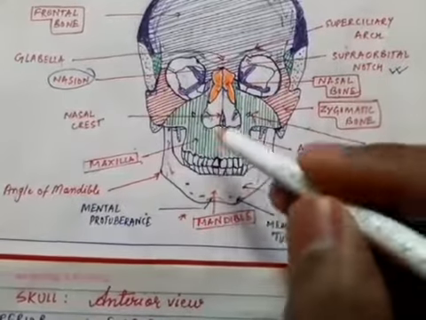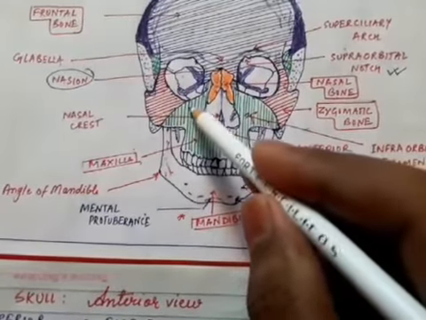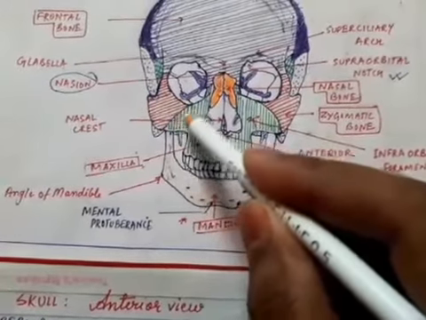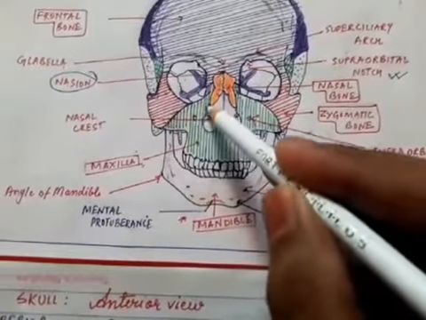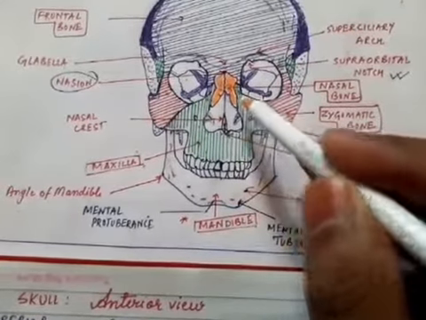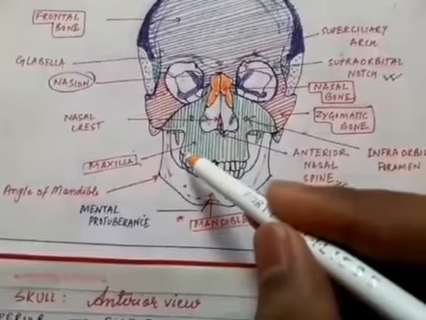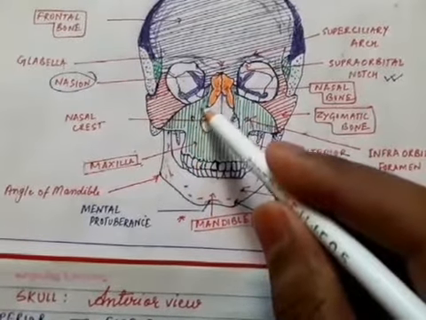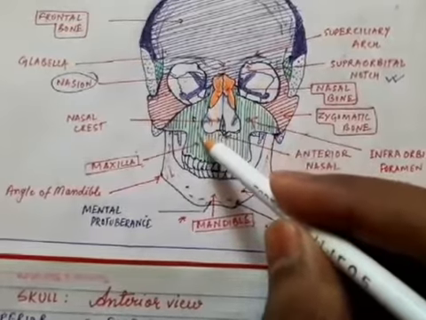Laterally, the zygomatic process of each maxilla articulates with the zygomatic bone, and medially, the frontal process of each maxilla articulates with the frontal bone. Simple. And inferiorly, the part of each maxilla that is lateral to the opening of nasal cavity is called the body of maxilla.